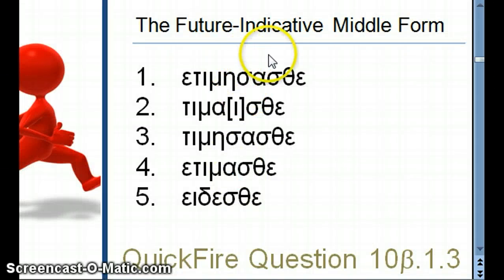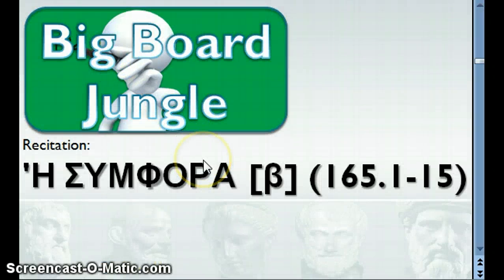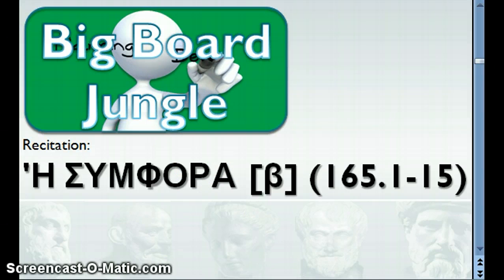Future indicative middle form. That's a tough one. They're all middles. Yeah, no, oh, no, epsilon augment, oh. Epsilon augment, oh. So what's the answer? Well, the answer is either going to be 2 or 3. Time is a precious thing.